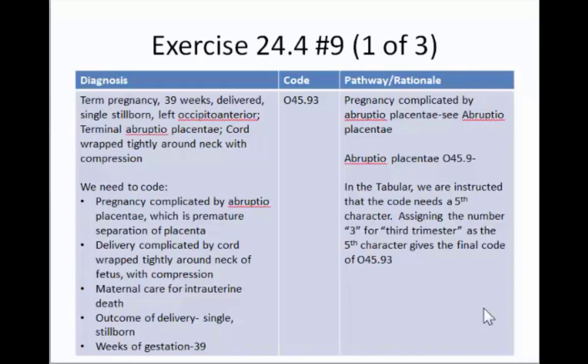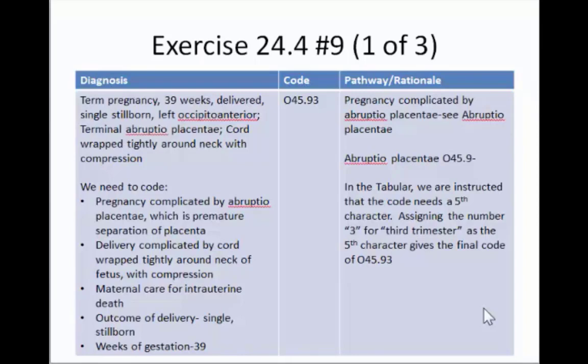Okay, so here we've got a term pregnancy, so it's not preterm, delivered, a single stillborn, left occipito-anterior, terminal abruptio placenta, and a cord wrapped tightly around the neck with compression. It does not call this cord with compression a nuchal, N-U-C-H-A-L cord, but I have seen that in medical records. It means the same thing. I am not clear what the left occipito-anterior refers to in this case, but based upon the codes in the answer key that I had, it doesn't affect our code assignment.